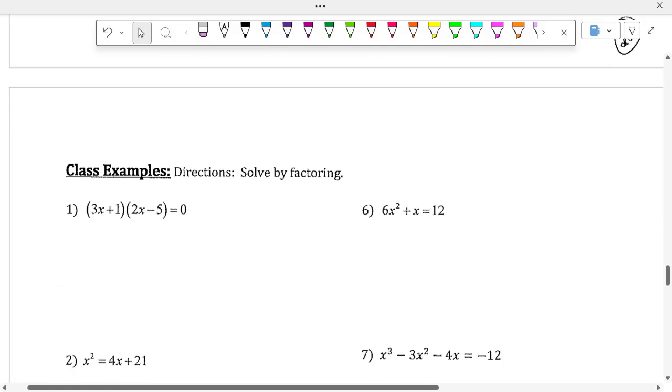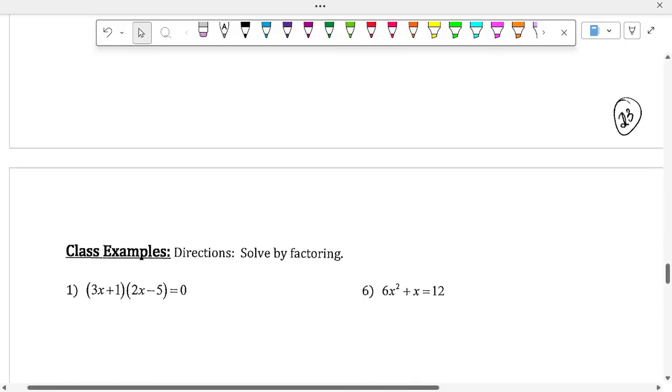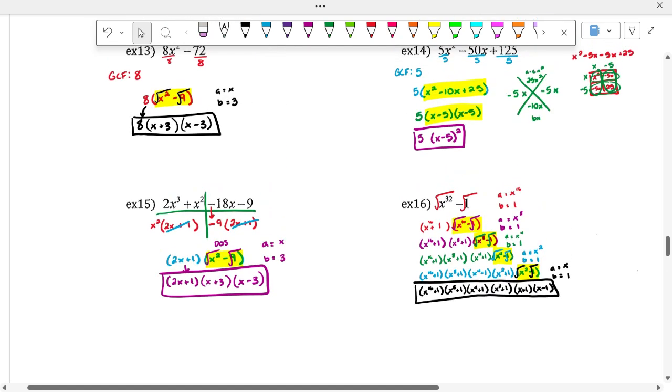Now, the solving, it's just more of the same. All right, do I need to do any example with the solving with multi-step? Are you good? Okay, so that's it for today.